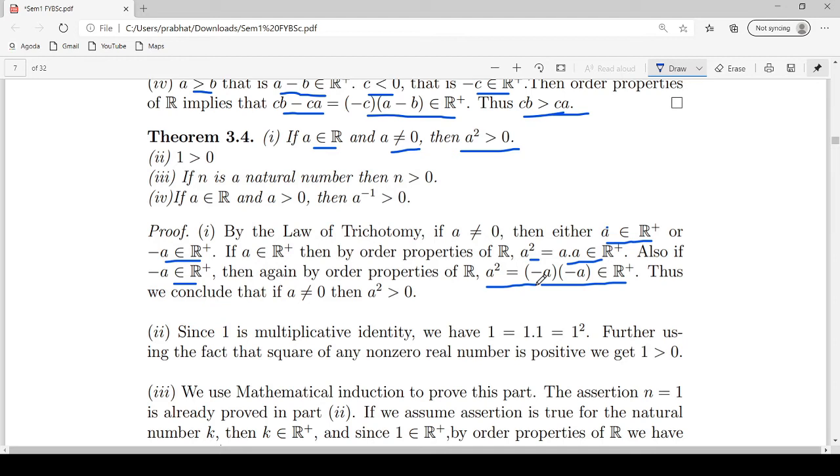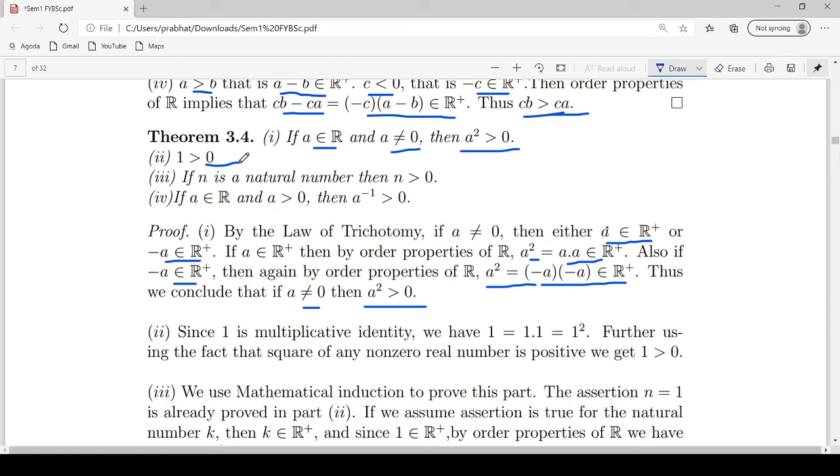Therefore you can conclude if A is a non-zero real number, then A square is strictly greater than 0. Now let's see the second statement. It says 1 is greater than 0. That means the multiplicative identity of our set of real numbers R is greater than our additive identity of the set of real numbers R.